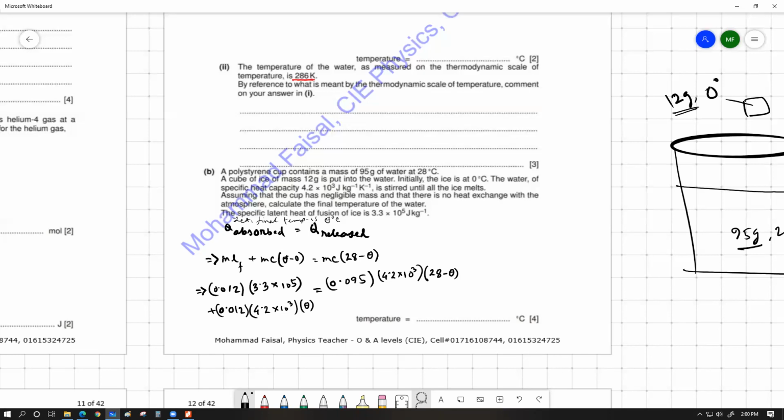So let's try and go ahead and calculate how much this theta value would be.